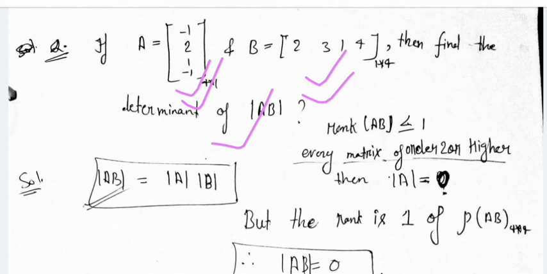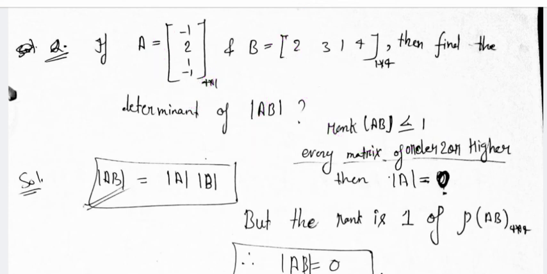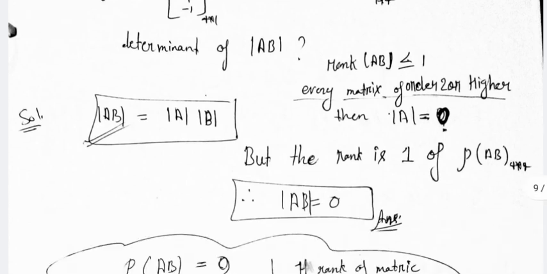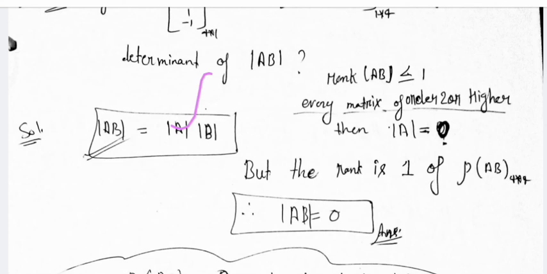Here firstly we consider that when we find the rank of AB, it should be less than or equal to 1. Yes, of course, because here the matrices A and B give us a rank 1 matrix. Okay, this is correct. Now the most important thing here is that the determinant of A is going to be 0. Yes, this is correct. Then when the determinant of A is 0, the determinant of AB is also 0. So the answer to this question is 0. Okay, now come to the next question.